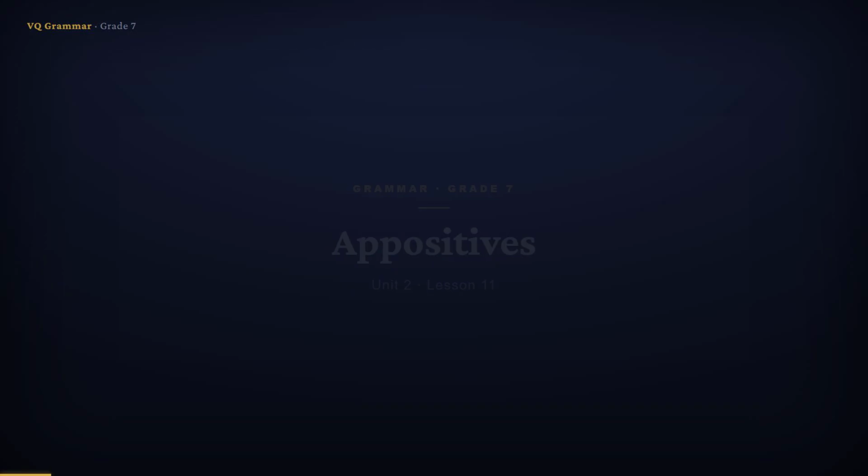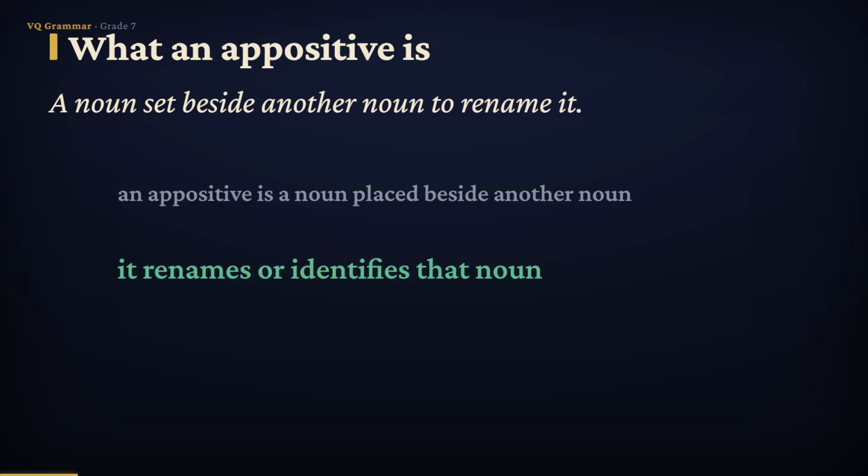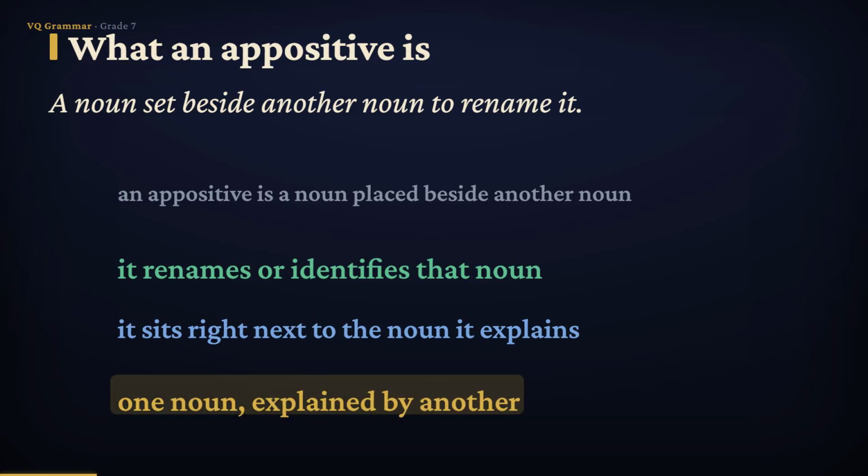Let's take a look. So what exactly is an appositive? An appositive is a noun, or sometimes a pronoun, placed right beside another noun to identify it or add information about it. In other words, it renames the noun next to it. And here's the key. It sits right next to the noun it explains, usually immediately after it. Think of it as one noun quietly explaining another. That's the whole idea of an appositive.